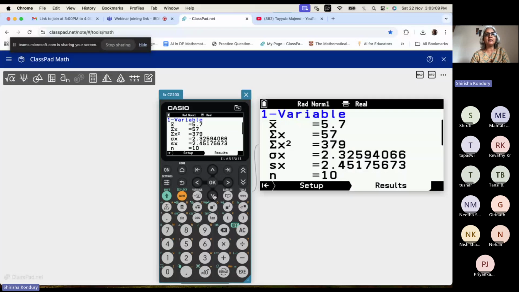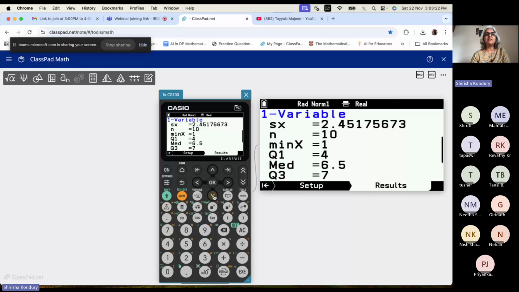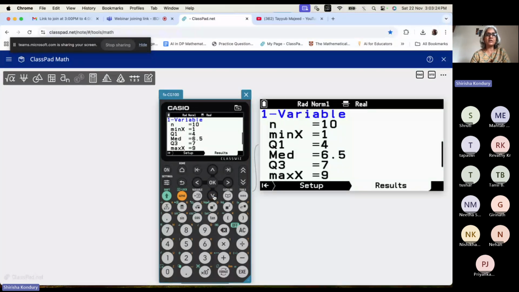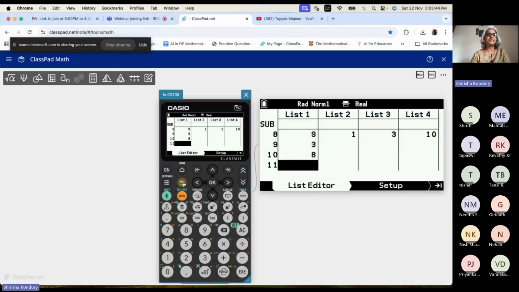So X bar is your mean, your sigma X is your population standard deviation, Sx is your sample standard deviation, and then the number of data points that you have. And even if you wanted to draw the box plot, which we are going to see in some time, the 5 number summary, which is minimum, first quartile, median, third quartile, maximum, is also given. Mode is also given to you. So all that you need, the entire thing, is given here in your summary statistics, right?